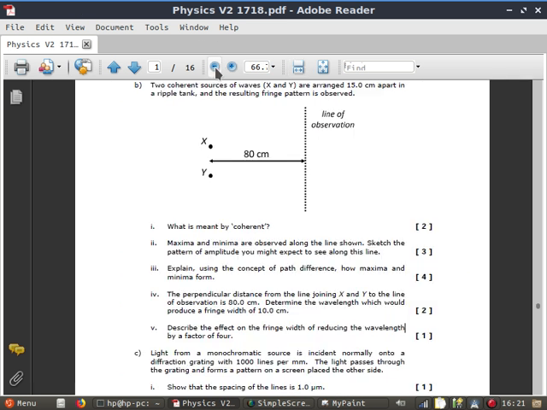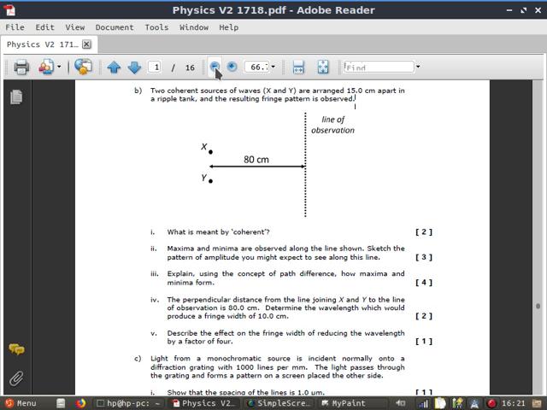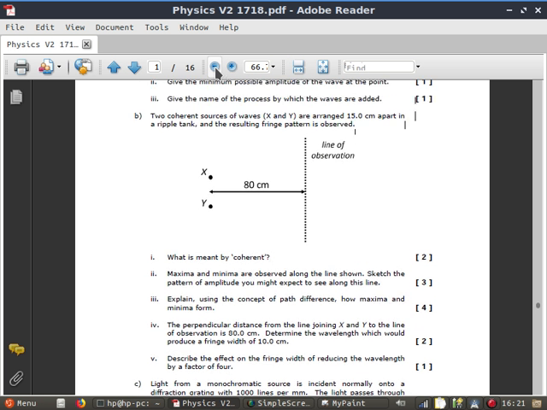So where is 15 centimeter? Between X and Y. Right. Okay. How many marks? 1, 2, 3, 4, 5, 6, 7, 8, 9, 10, 11, 12, 13. 13 minutes. You can use your notes. Oh, sorry, 12 minutes, is it? 12 minutes, okay.